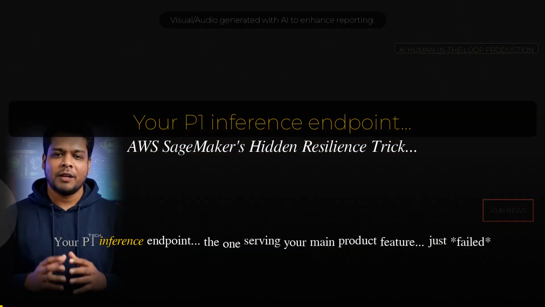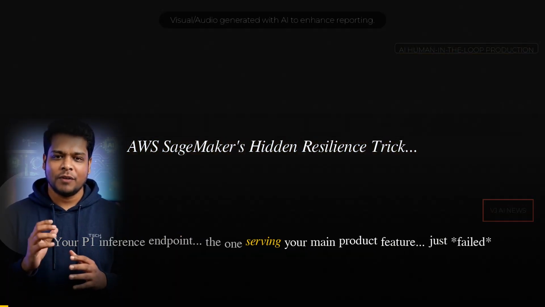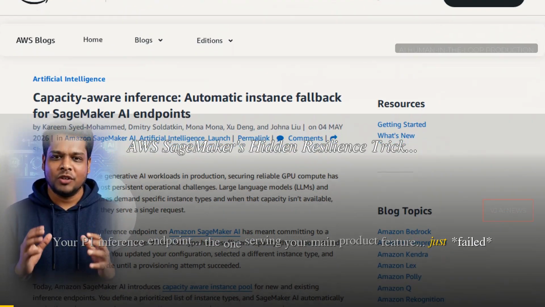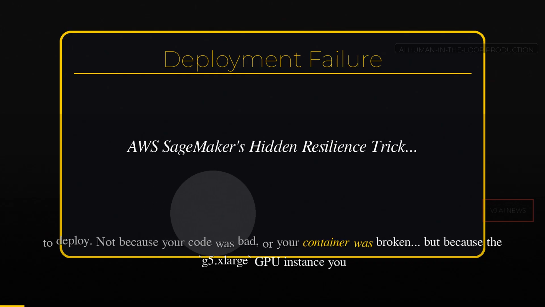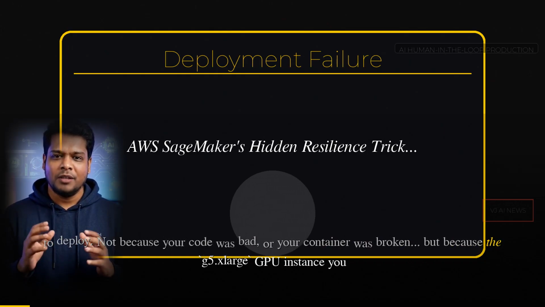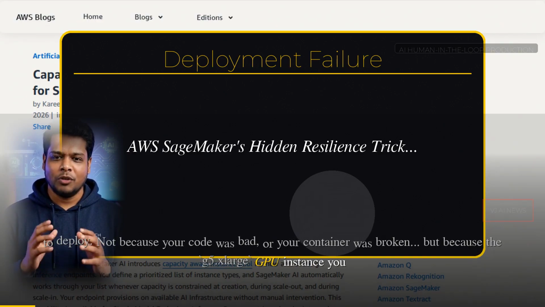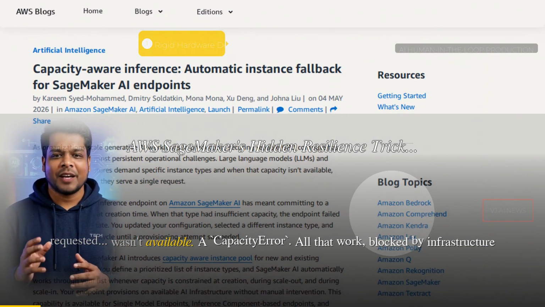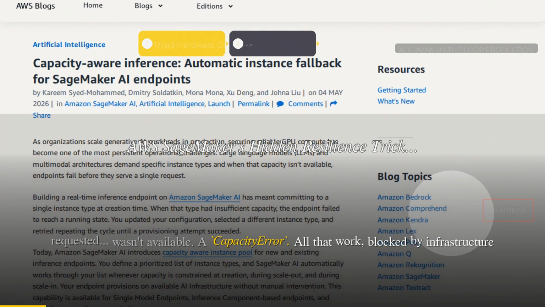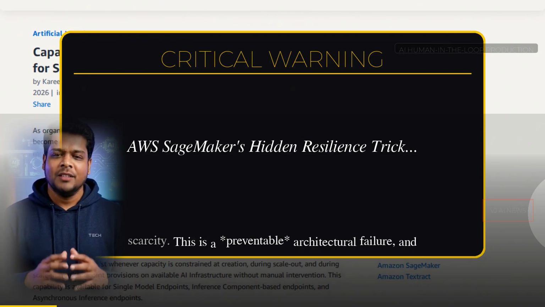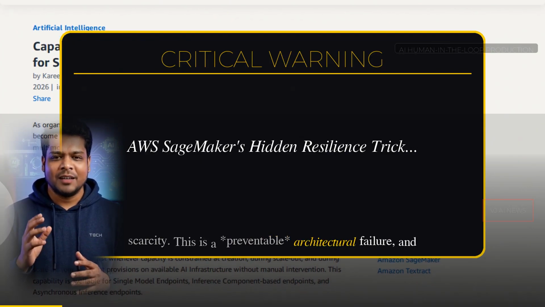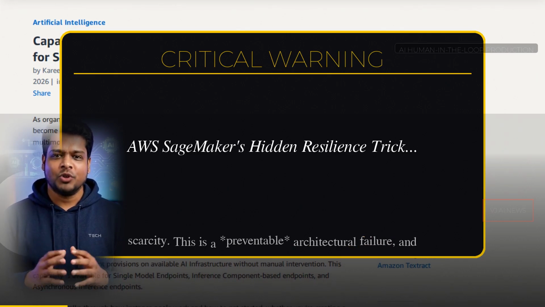That your P1 inference endpoint, the one serving your main product feature, just failed to deploy. Not because your code was bad or your container was broken, but because the G5.xlarge GPU instance you requested wasn't available. A capacity error. All that work blocked by infrastructure scarcity. This is a preventable architectural failure, and I'm going to show you how.